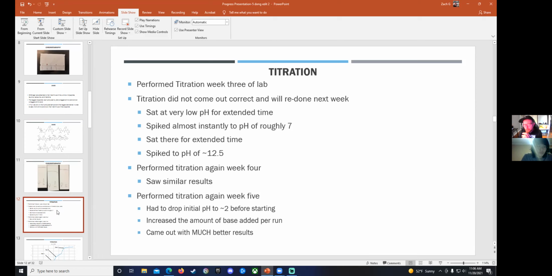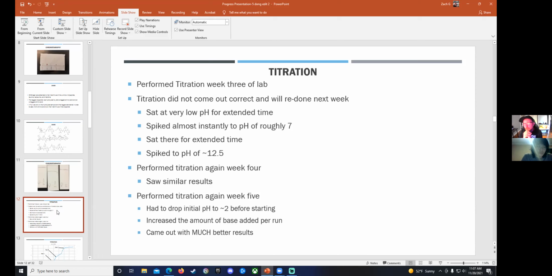observe in the titration, we could not see, because the spike was too great. It just kind of wiped out those peaks, and we couldn't see them. So we did it again on week 5.